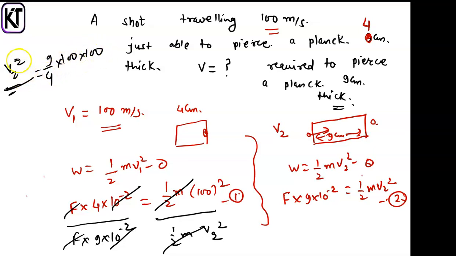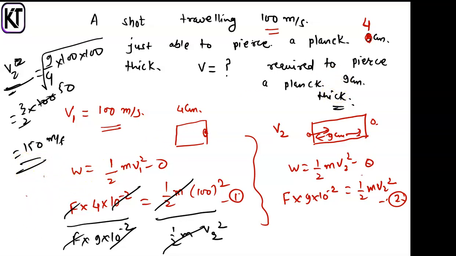Okay, so v2 would be under the root of these all, and that makes it 3/2 multiplied by 100. So this makes it 50. 3 times 50 is 150. So velocity to pierce this 9 centimeter thick wooden plank should be 150 meter per second.